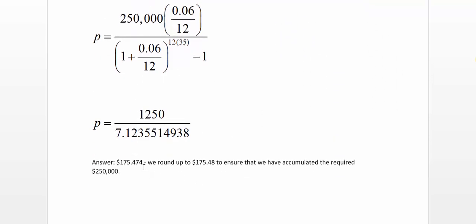Now, we're going to go ahead and round this up to 48 cents because we want to make sure that we actually accumulate the $250,000. If we stayed at 0.47, which would be following rounding rules, if you used a formula to figure out how much you accrue, you wouldn't actually accrue the exact $250,000. So on annuity payments like this, just like we did with the monthly payment on the credit card bill, we're always going to round up.